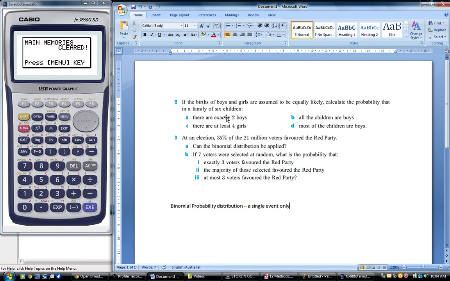Alright, out of 6 kids, 2 are boys. This is a single event only. Alright, the probabilities are equally likely. Okay, so there's 2 ways we can do this. The first way is using combinations.